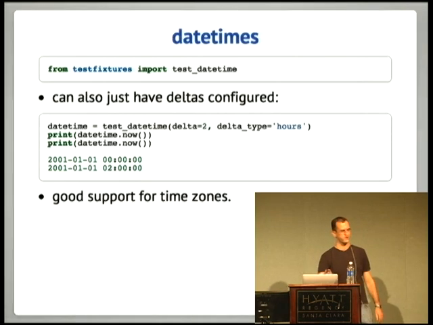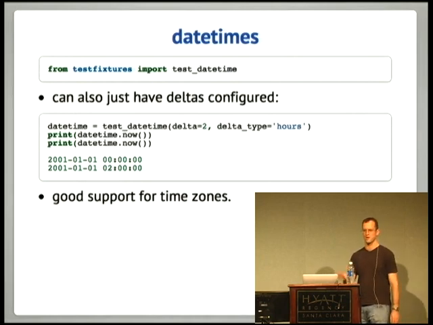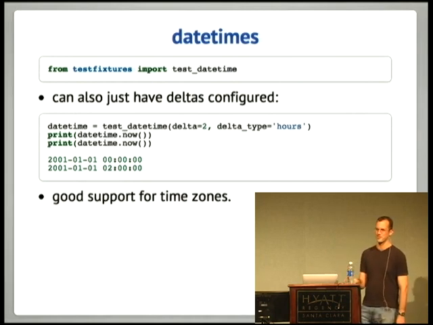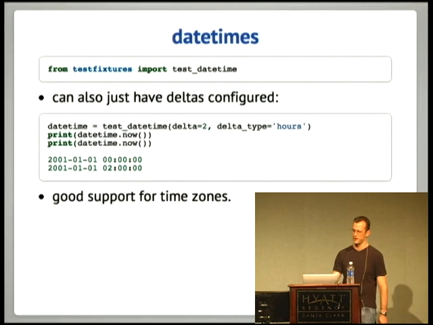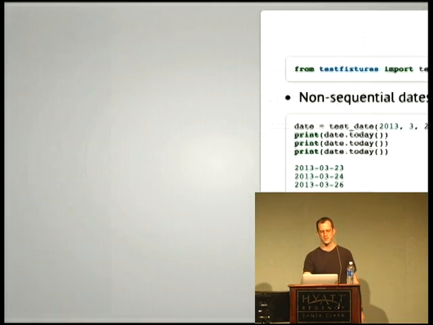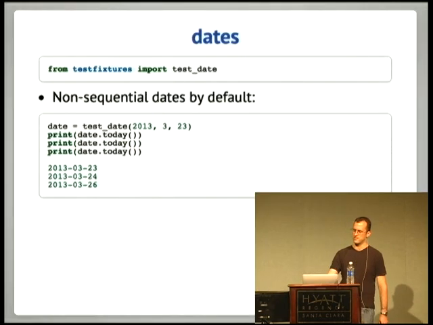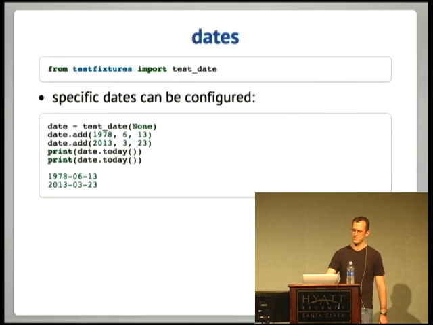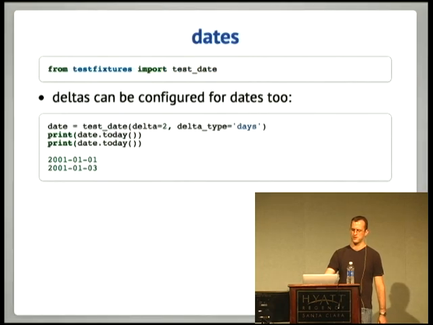So the datetime mock, I should say, has very good support for time zones. I'm not going to go into that because time zones are horrible and worthy of hours of discussion of their own, but the support is there and quite well documented. These are the examples for dates. Same kind of thing: add some dates that are going to be returned, or set a specific date and a delta.